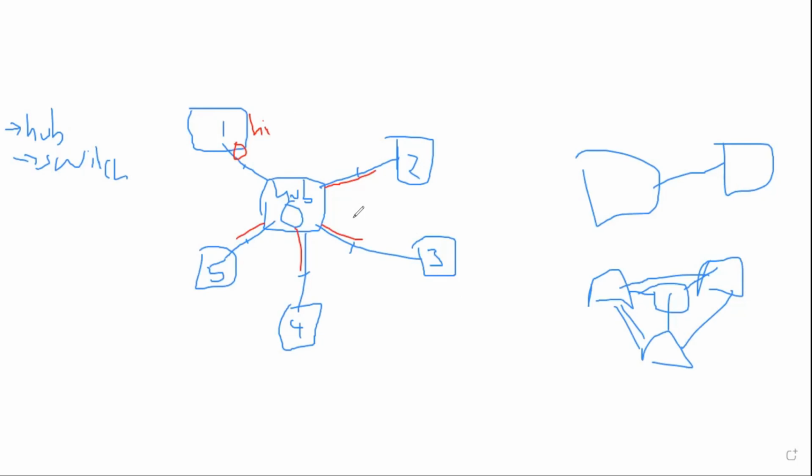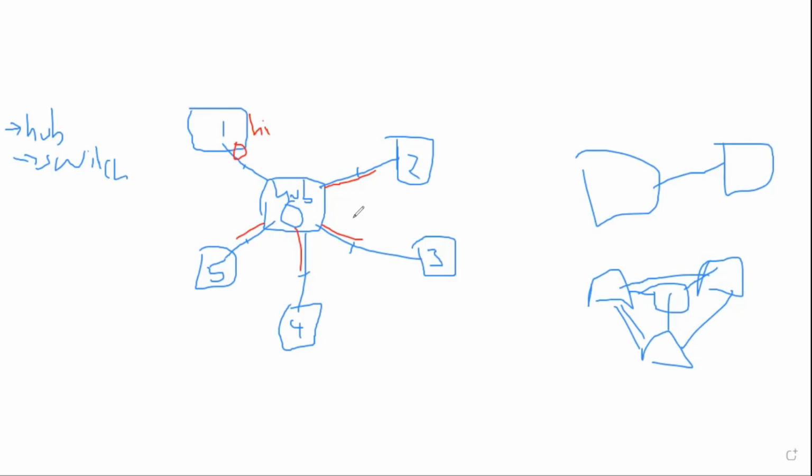A hub is not able to differentiate, I mean, it's not able to recognize separate devices. It only knows that when information comes, it has to send it to everything connected to it. And that's why nowadays we don't use it, unless you want to perform what we call a group network or a group task.